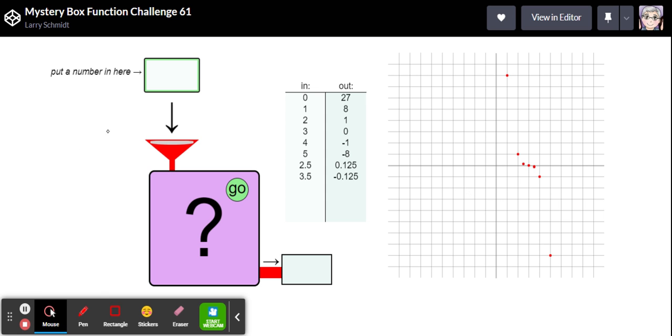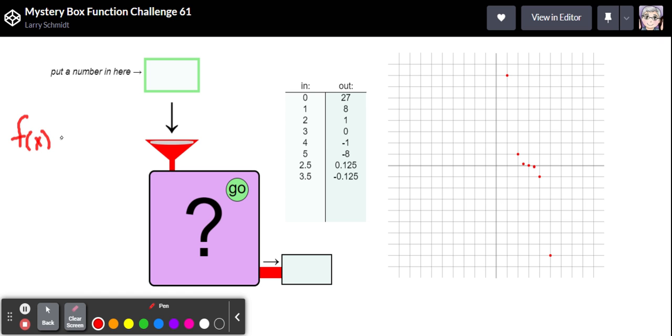To do that with a cubic function, let me start sketching my guess here. So I'm going to put f of x, and I'm going to make parentheses, because to move in 3 spaces in the positive direction, you actually have to subtract 3 from x before you cube the thing. So I think this is part of it.